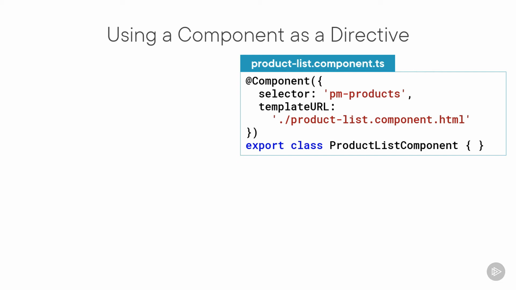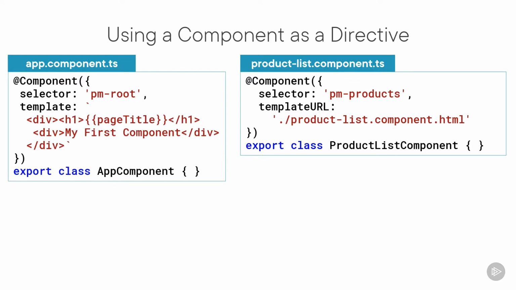Here is our newly created product list component, and here is the app component we created earlier. Note that I've excluded some of the code here on this slide, such as the import statements and class details, for a better fit. We'll see the complete code when we get back to the demo.